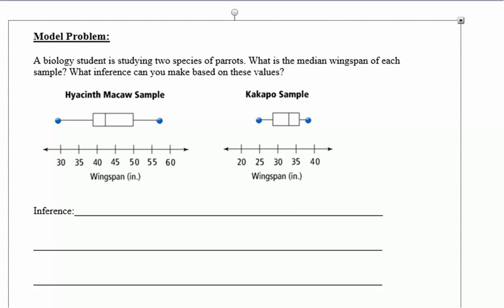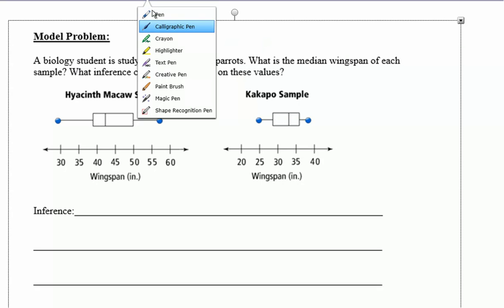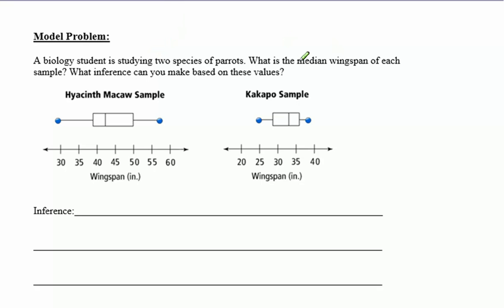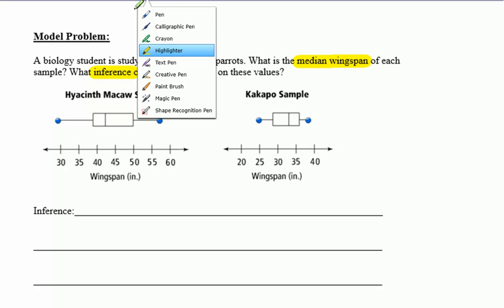Okay, so our first model problem is, a biology student is studying two species of parrots. I see the hyacinth macaw and the kakapo. What is the median wingspan of each sample? What inference can you make based on these values? So the first thing I'm looking for is, the key word is median. I'm looking for the median wingspan, and it says what inference can I make? And that's the sentence that I was talking about before.